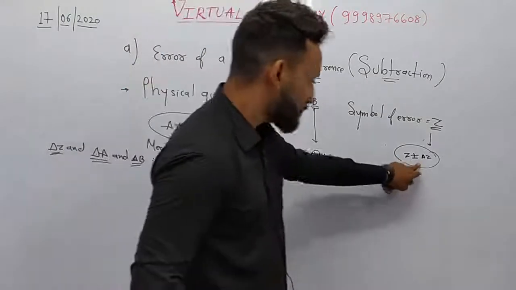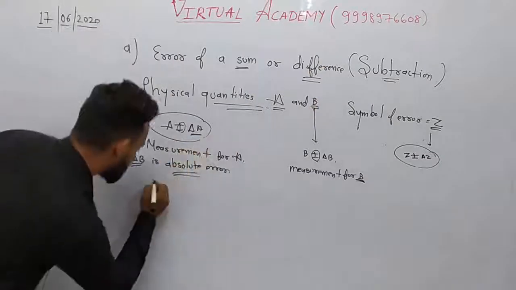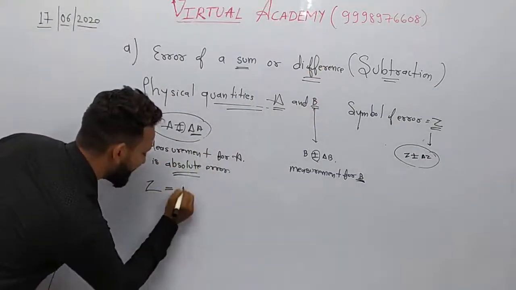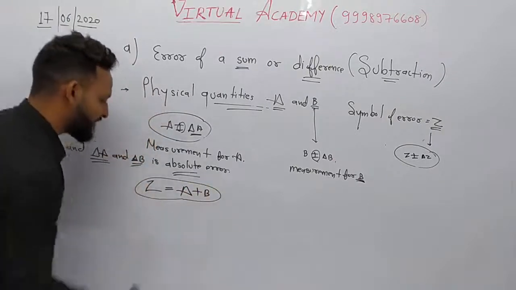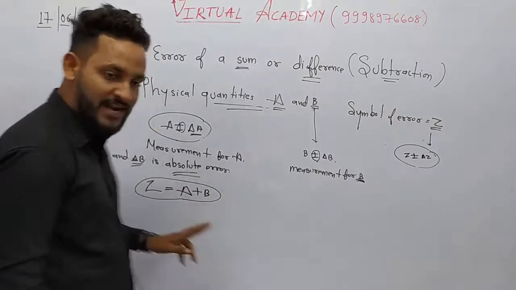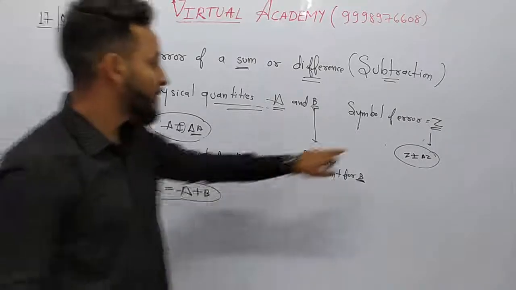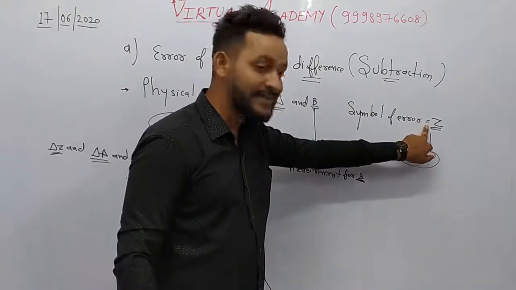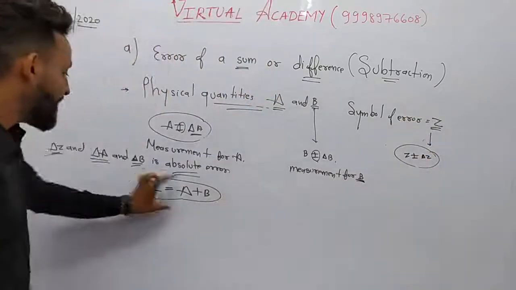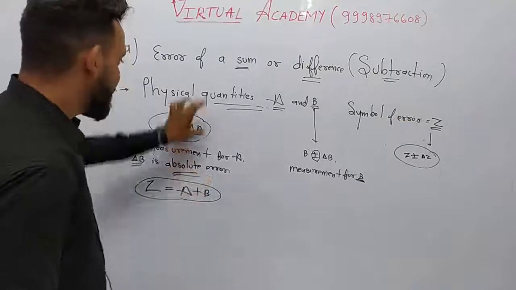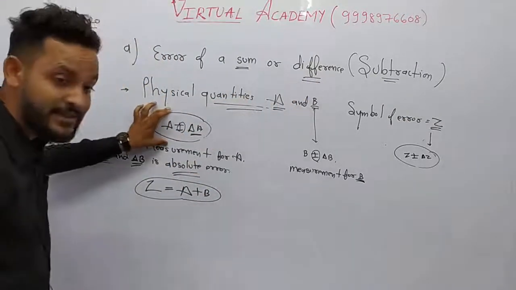We are not going to deal with absolute error here. What will be the total value of Z? A plus B. Clear? Now Z is our measurement, not an error. Z is the measurement, but we are using the symbol Z to help find out the error. Now Z equals A plus B. The total Z is the measurement of A plus the measurement of B, but here we are not dealing with absolute error.